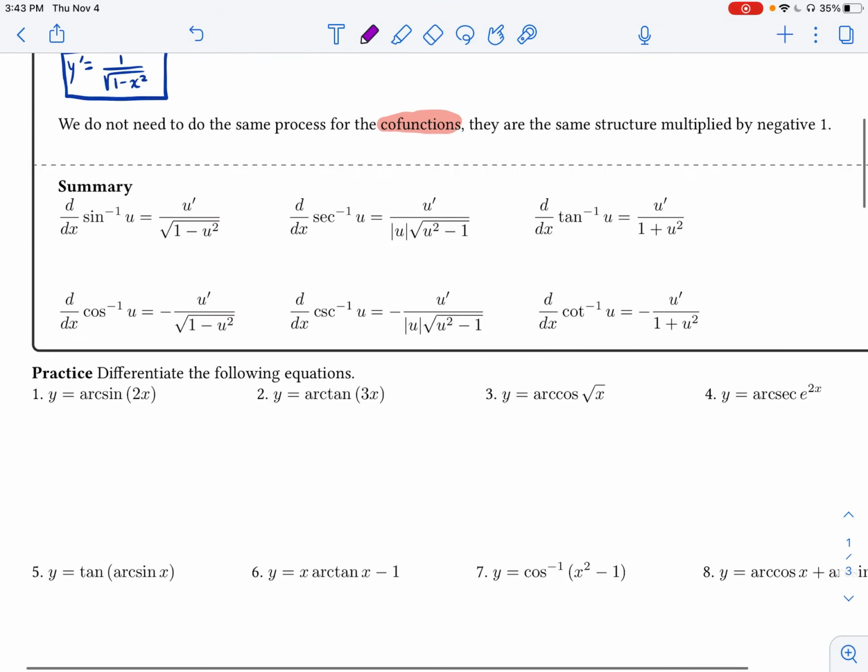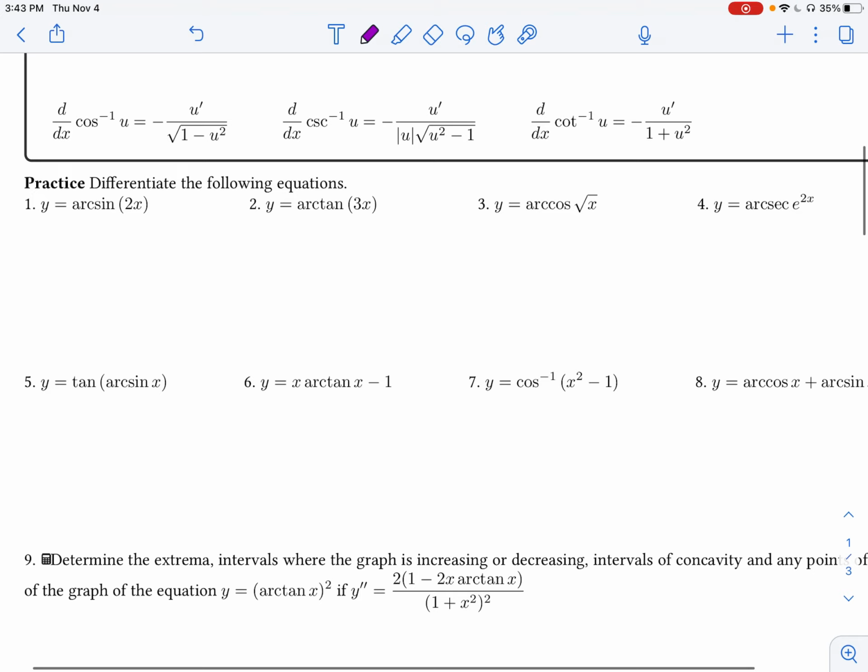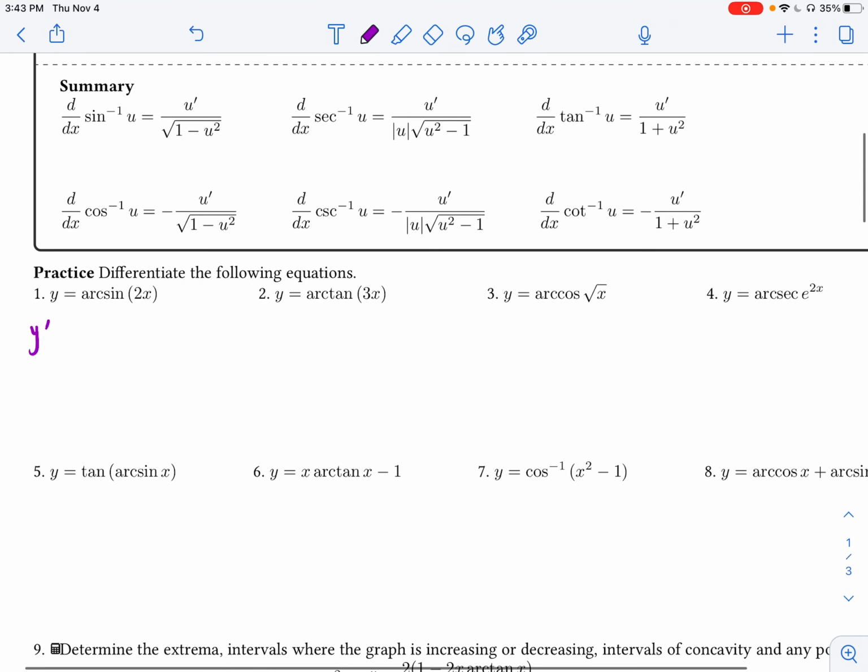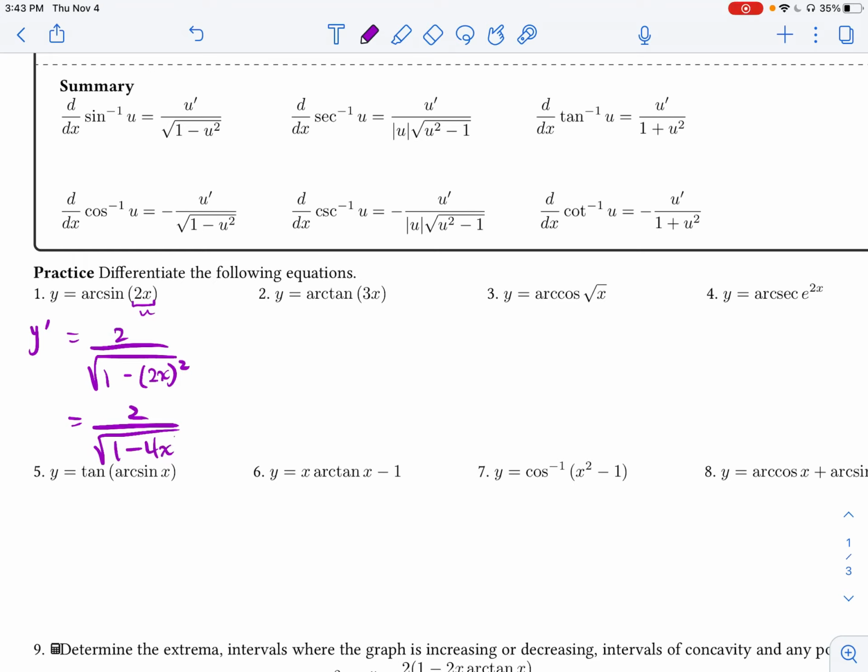So I won't do all of these. I want to leave a few of these for you to try on your own, but let's start with a really basic one. Something like y prime here. What is the derivative of arcsine of 2x? Well, I know that the derivative of arcsine is u prime over root 1 minus u squared. If this is my u, the derivative of 2x is 2, over the square root of 1 minus whatever my 2x is, squared. And that's it. And we can clean this up, obviously, to write this as 2 over root 1 minus 4x squared. But there's my derivative. Okay.